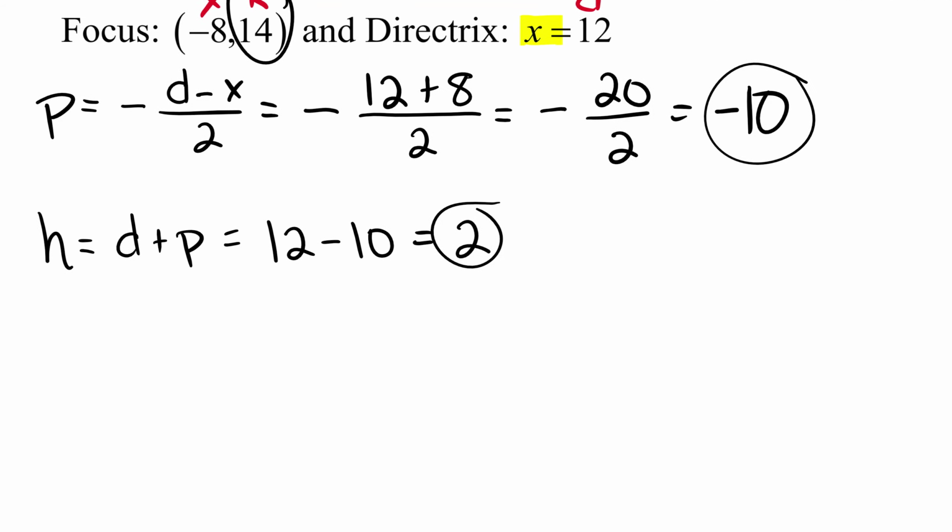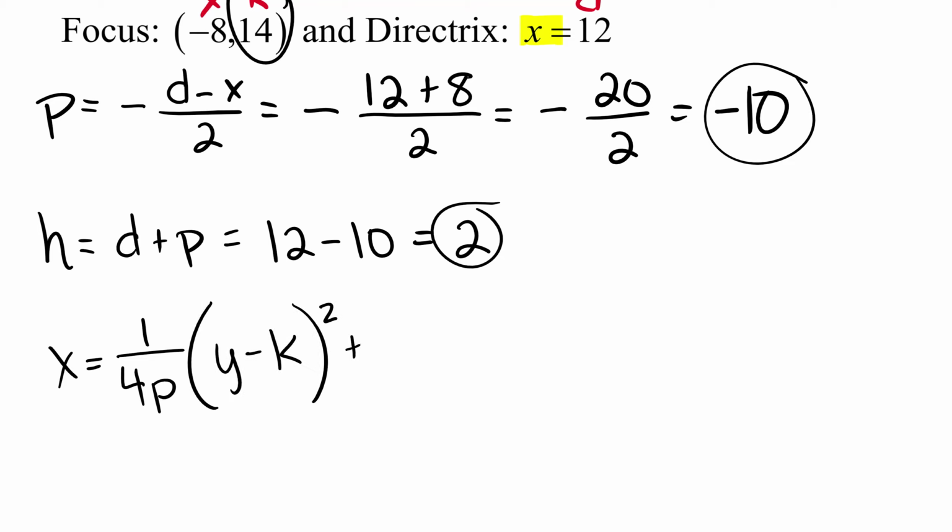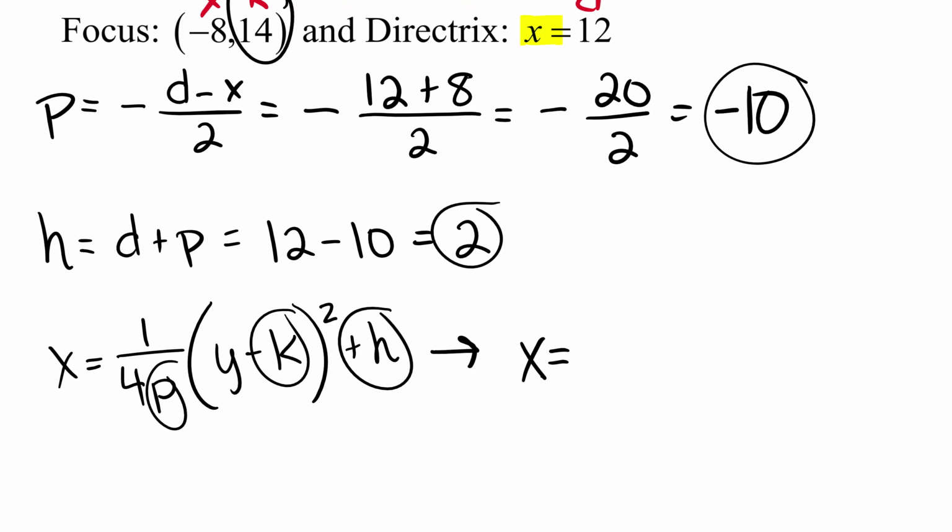So my equation for x equals is x equals 1 over 4p, y minus k squared plus h. So I just have to replace p, k, and h. And if you remember correctly, or if you don't, that's fine. Always remember, write this down if you need to. Whatever's in the parentheses, you have to flip the sign. So in this case, k is going to change signs when I do my answer. So I have x equals 1 over 4 times p, which is right here, negative 10.